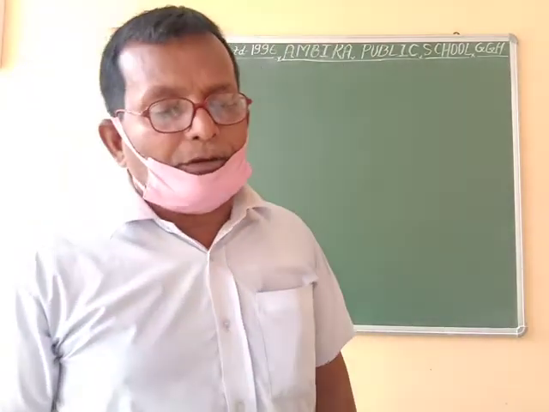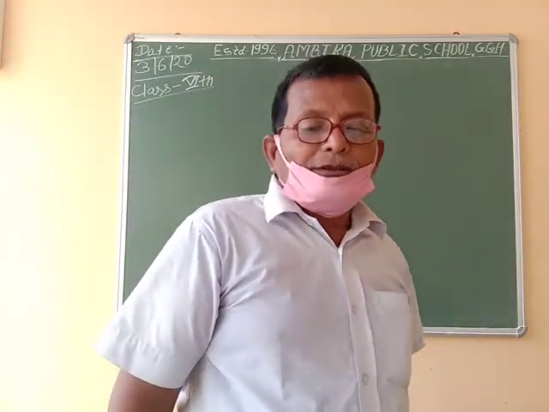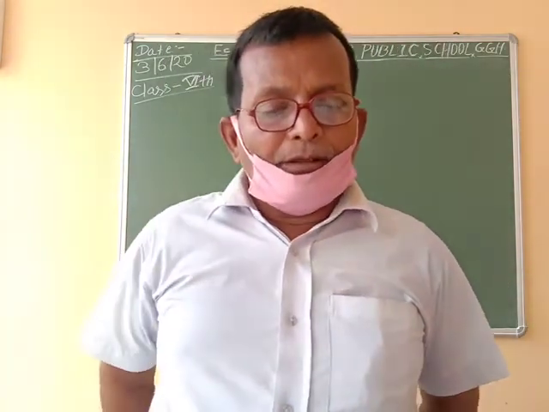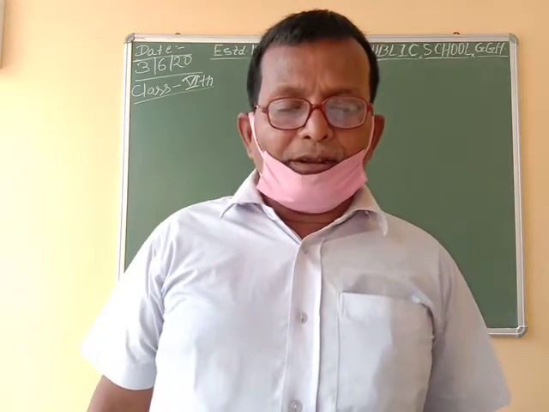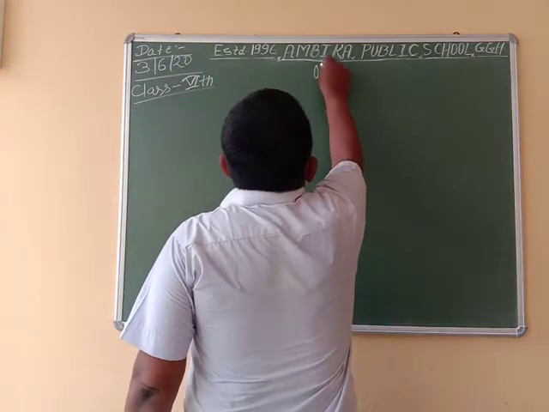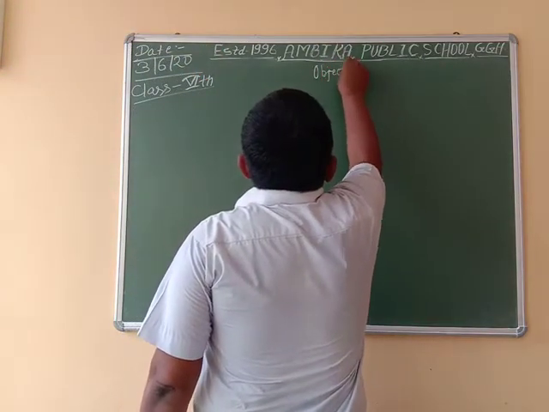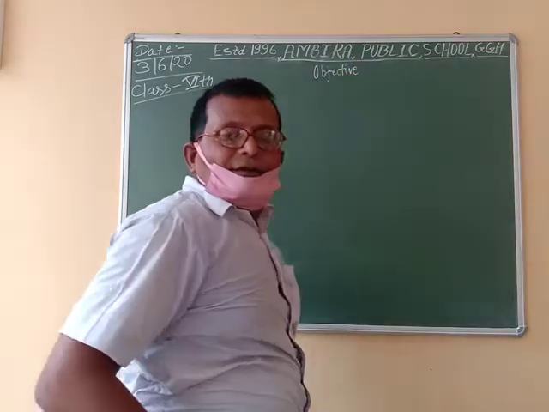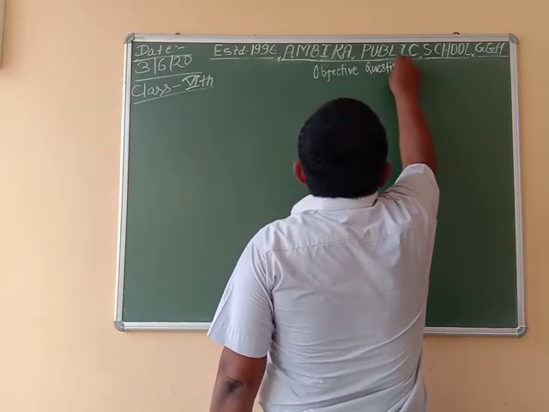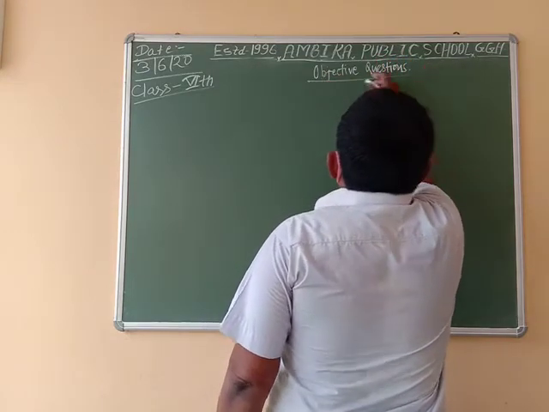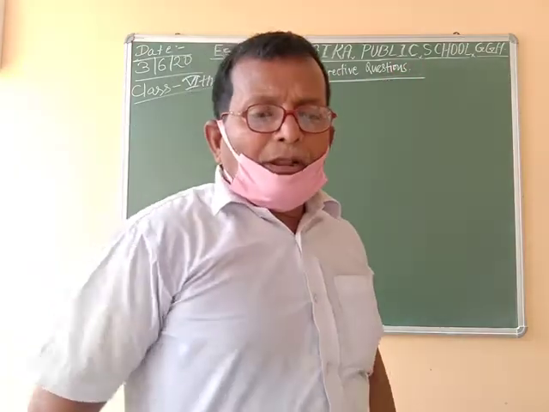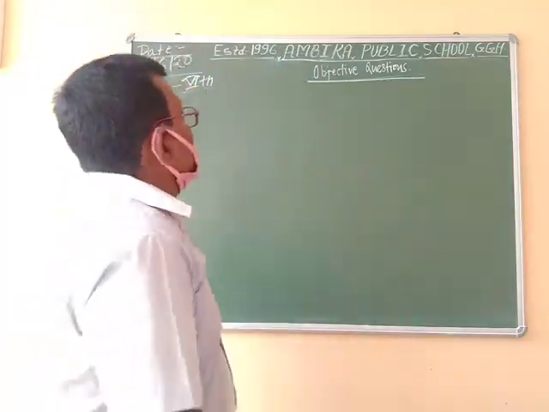Mark the most appropriate answer. The sum of the place values of the threes in 438331. Objective questions. Objective question. First number question. Mark the most appropriate answer.